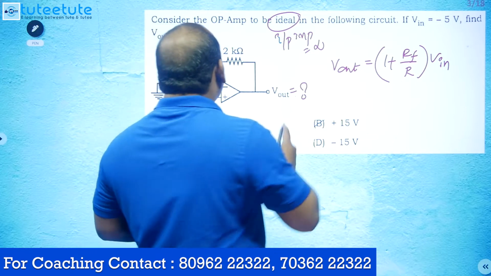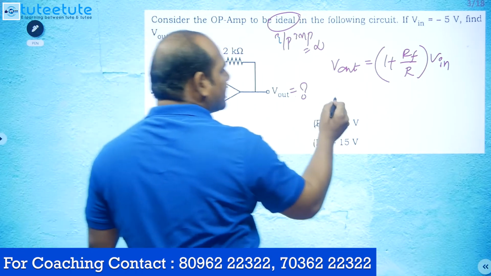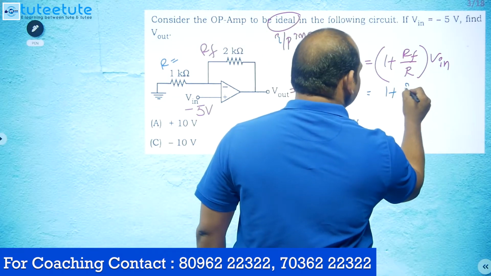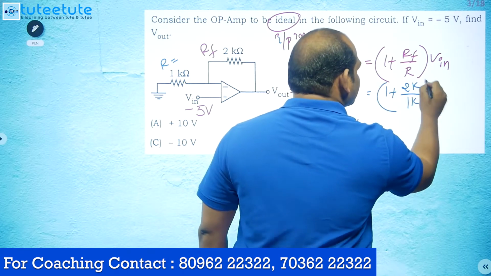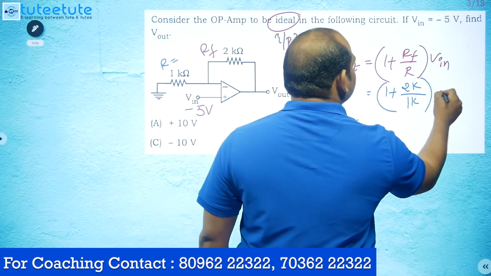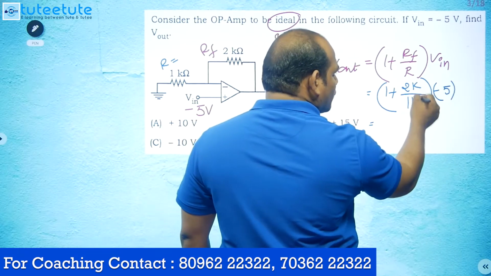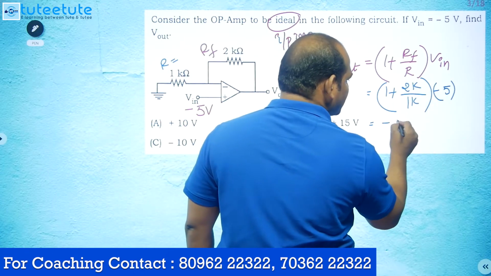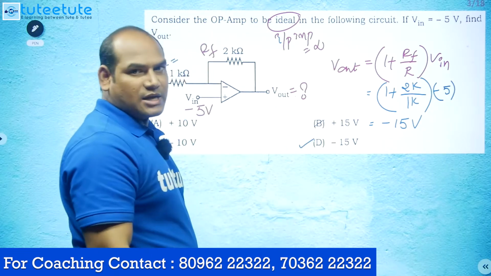Here RF is 2K and R is 1K. Substituting, we get 1 plus 2K by 1K, multiplied with the input voltage, that is minus 5 volts. The kilo ohms cancel, so 1 plus 2 is 3. 3 into minus 5 is minus 15 volts. So this is the correct option.